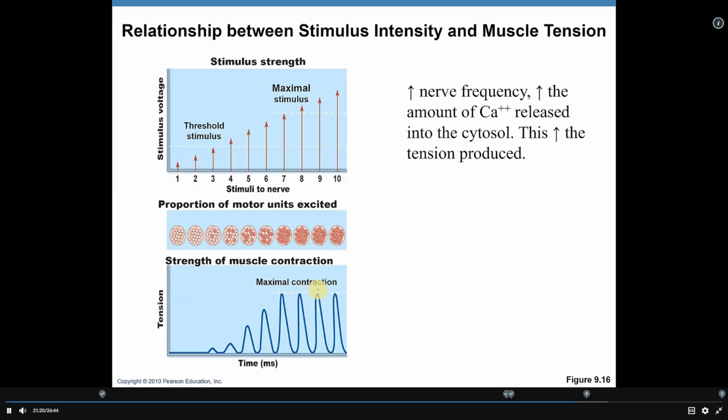So my question is, why can't we produce more force here? Well, the answer is above. You can see, because every single motor unit is stimulated, there's no more motor units to stimulate. There's no more muscle cells to contract. They are all contracting. And this, of course, would be an example of complete tetanus.